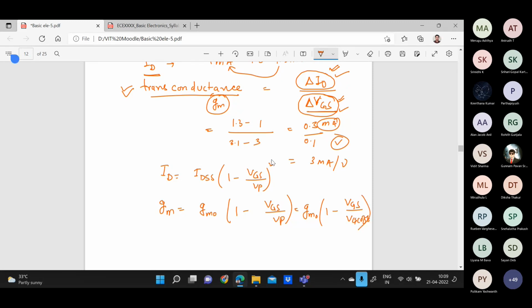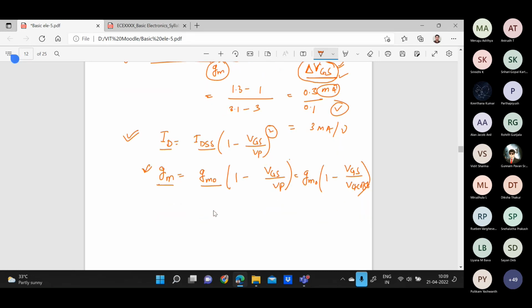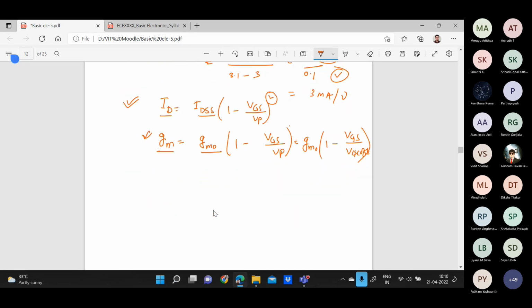Here the square is not there. Remember, in the case of the drain current formula, we had the square. In the case of transconductance, we don't have a square here. That is the basic difference, and the rest is the same. Just like here we have ID, here we have IDSS, here we have GM, and this is the offset, right? So for this, we have one question based on the transconductance.